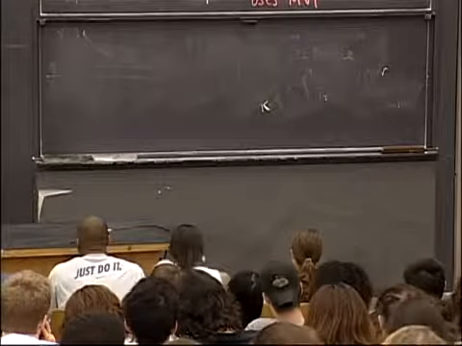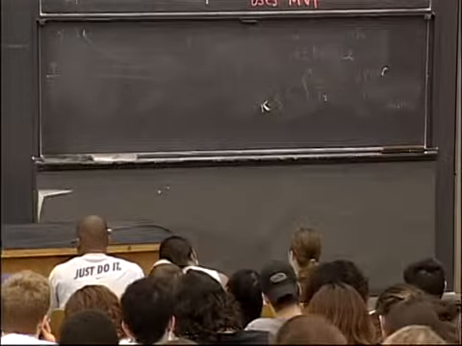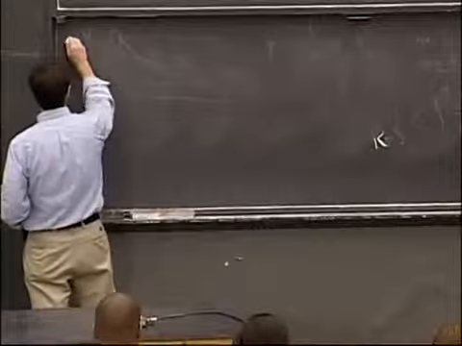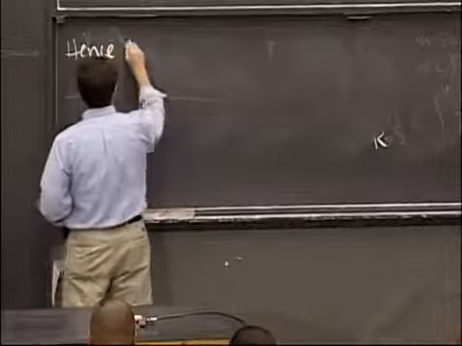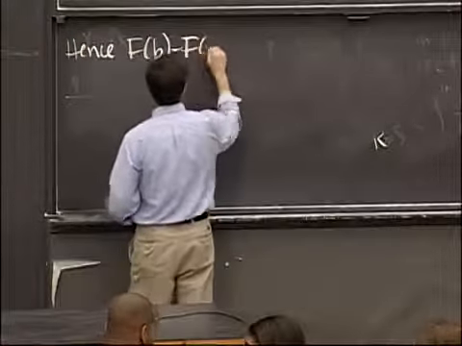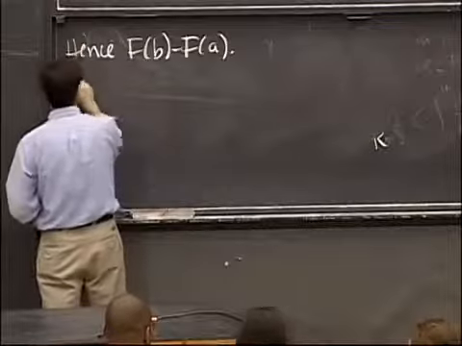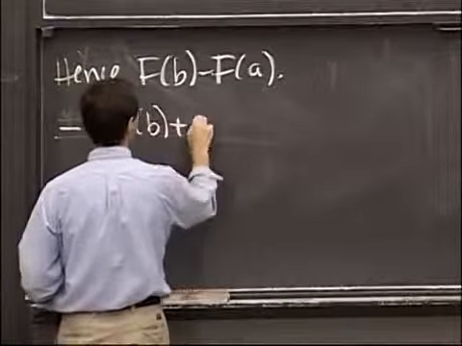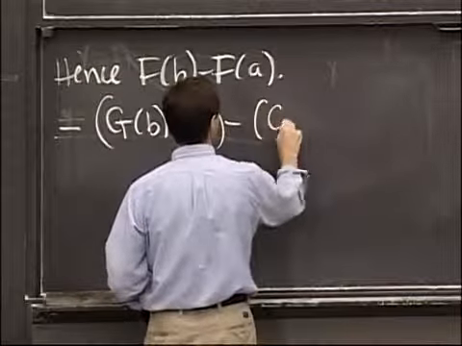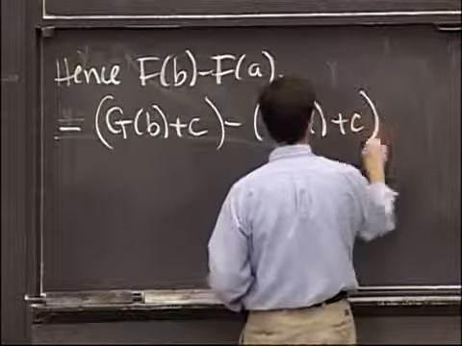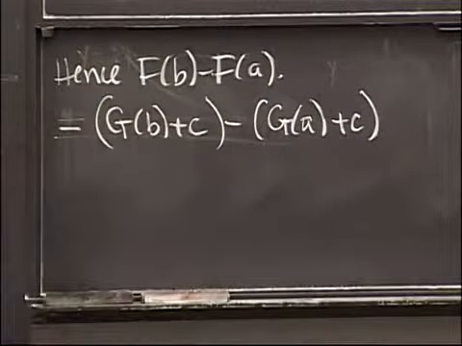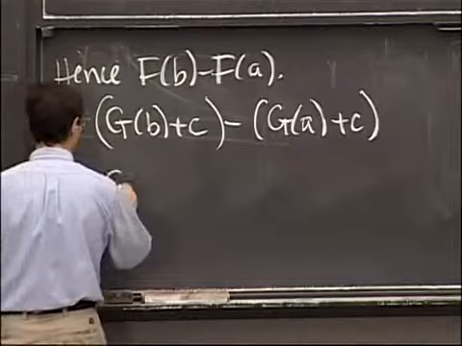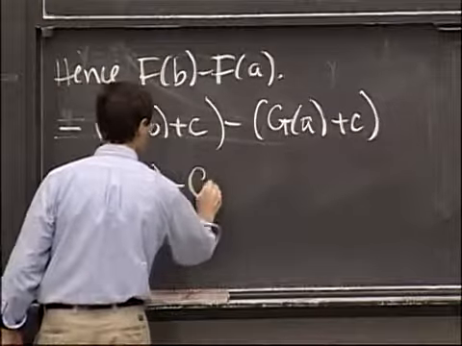All right, so we're almost done. I just have to work out the arithmetic here. So I start with f of b minus f of a. And that's equal to g of b plus c minus g of a plus c. And then I cancel the c's. So I have here g of b minus g of a.